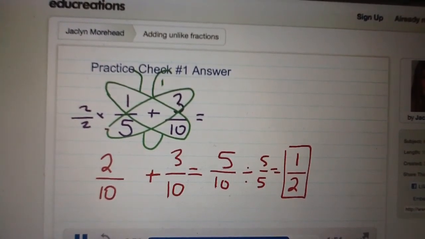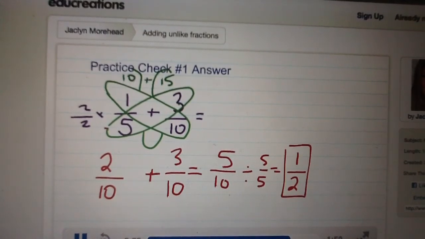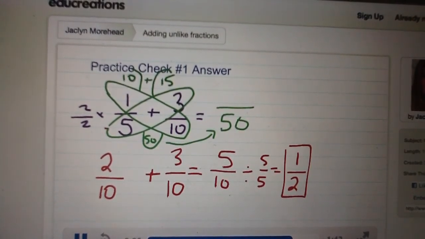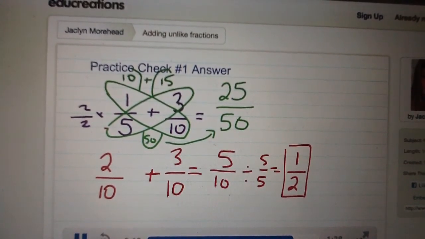5 times 3 is 15. 10 times 1 equals 10. There's my plus sign. And 5 times 10 equals 50. So my denominator is 50. Carrying that across, 10 plus 15 equals 25.